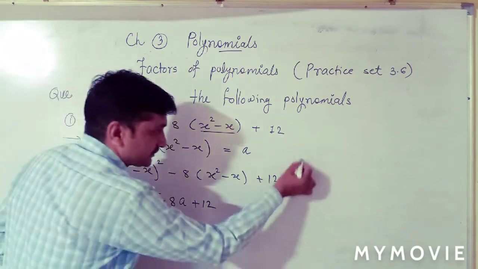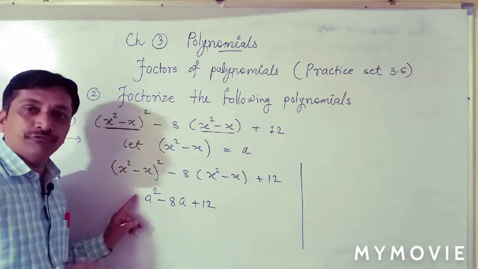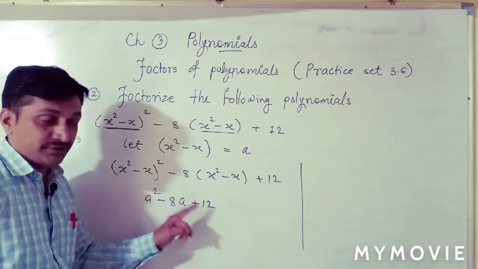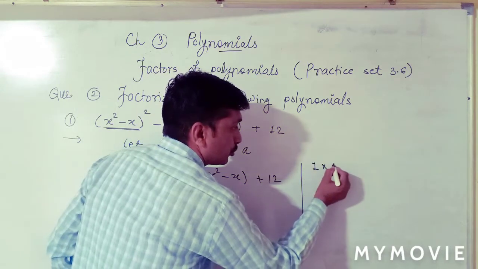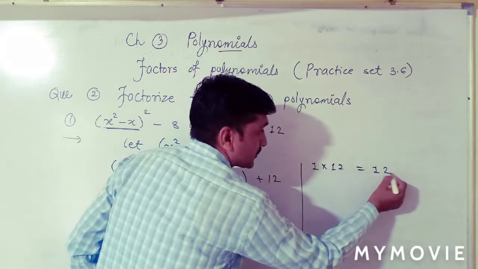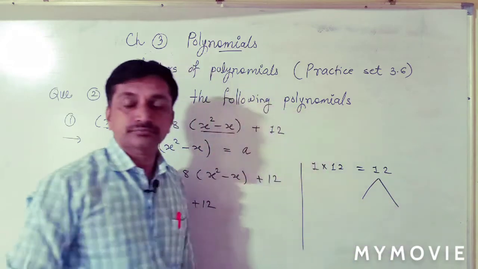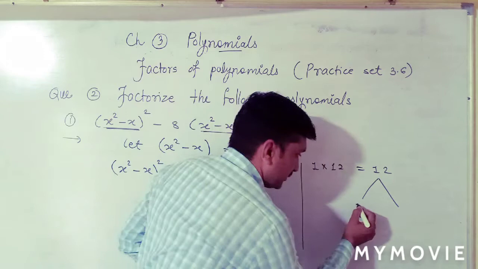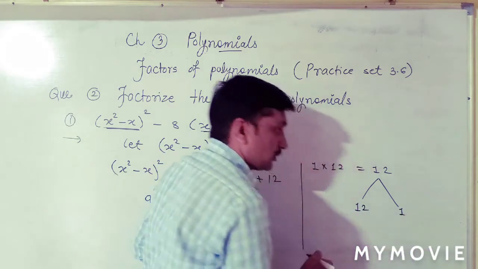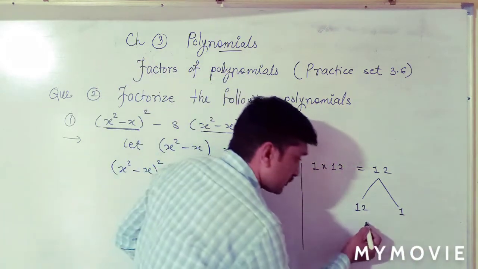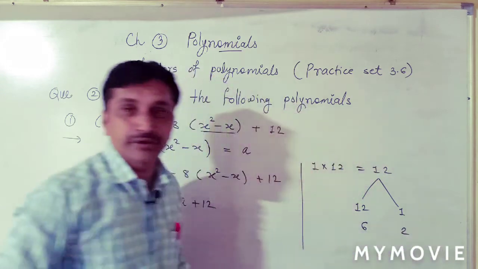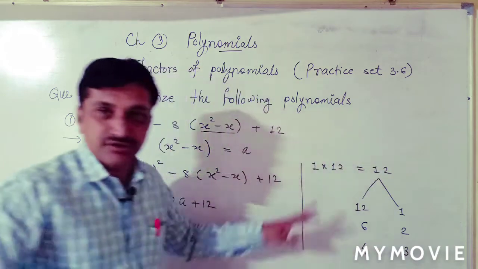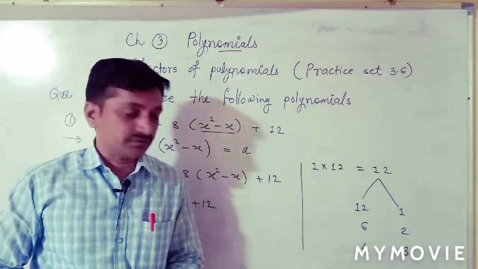Now we have to factorize it. Product of first and last: first is 1, last is 12, then 1 into 12 is 12. Now the factors of 12. Which are the correct factors? Let's see all. 12 ones are 12. After that 6 twos are 12. After that 4 threes are 12. Finish. These are the pairs.